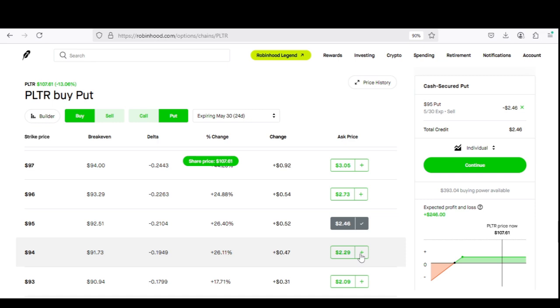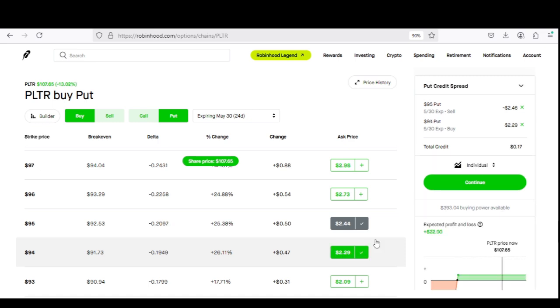We're going to go ahead and click into that. Now, this new option strategy that I've just created is going to be the put credit spread. The put credit spread is an excellent option strategy if you're trading with a small account and you want to trade Palantir.